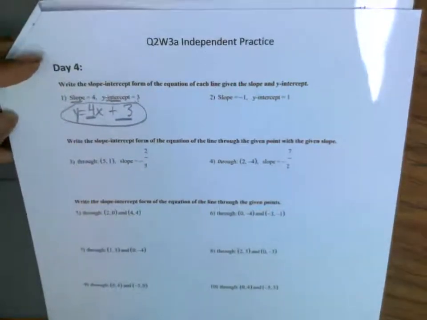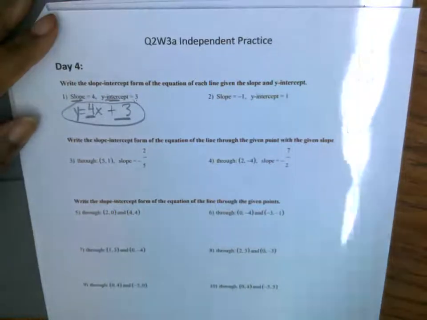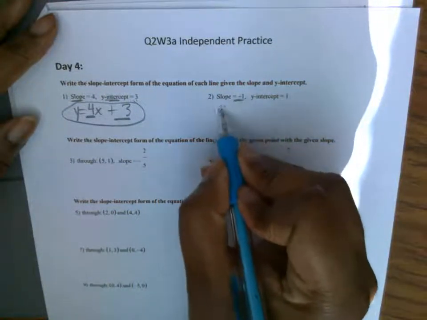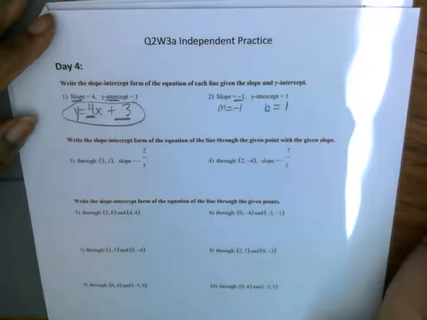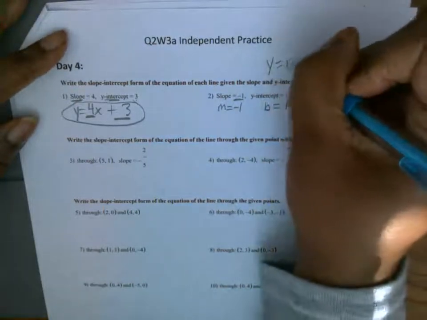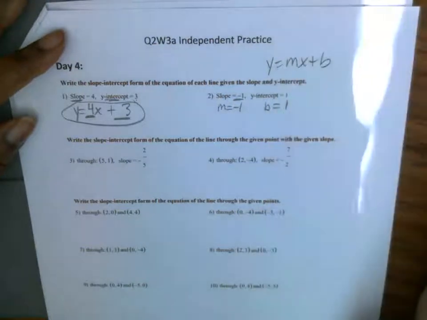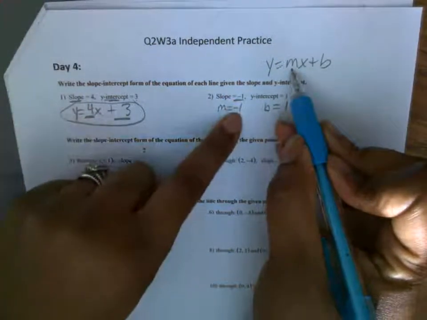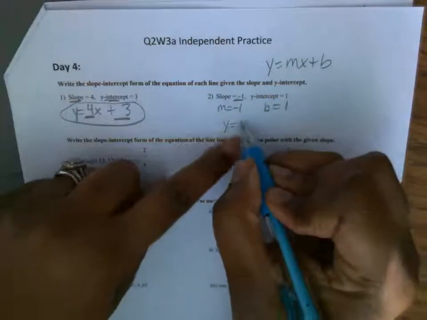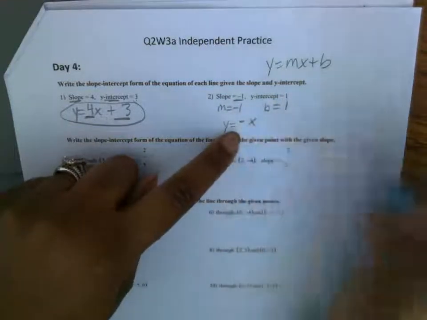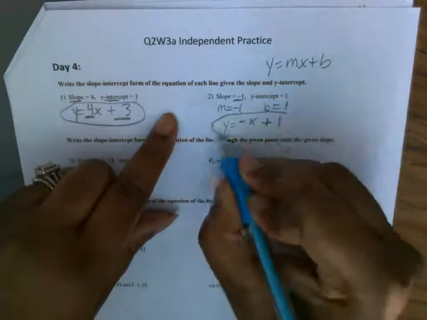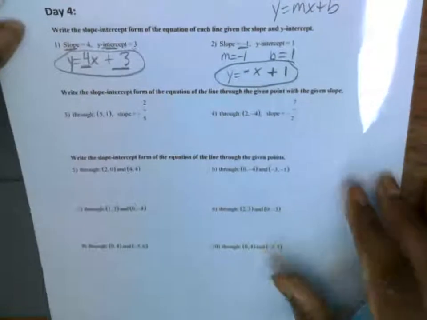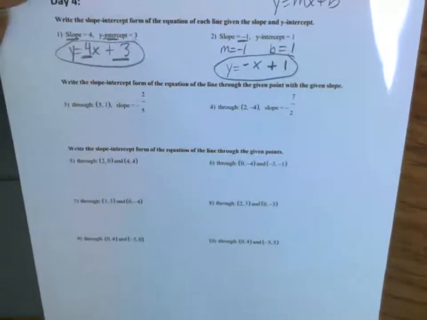Number 2, can somebody tell me what you got for number 2? So here, your m is equal to -1, and your b is positive 1. So when you write this in y equals mx plus b, you replace m with -1. So that's y is equal to -1, or just negative x, plus, since this is a positive, 1 for b. Very good.